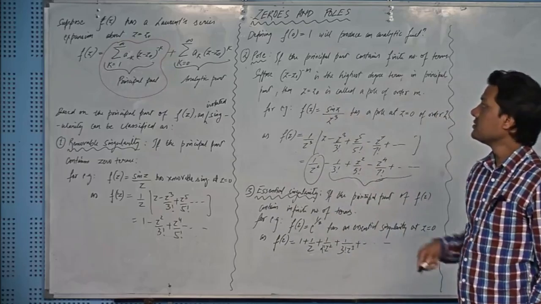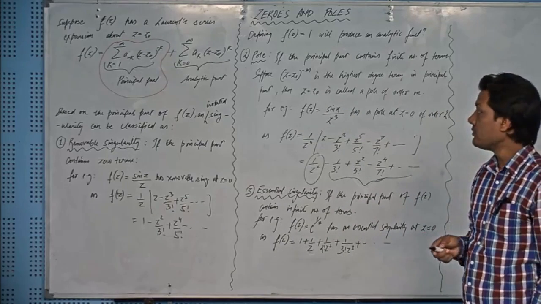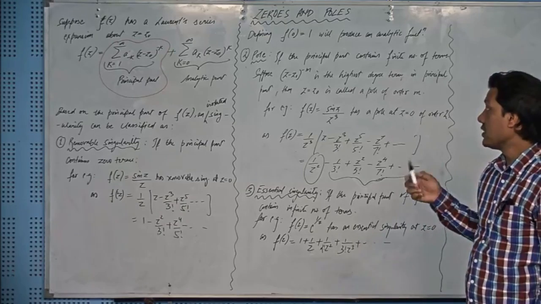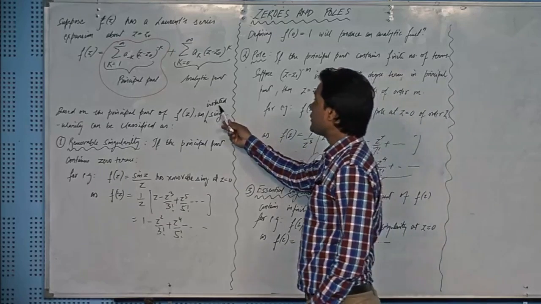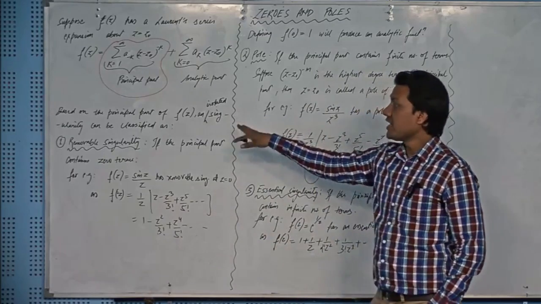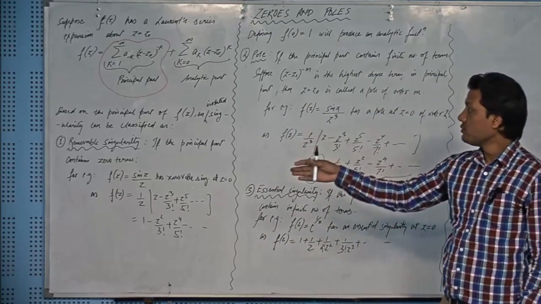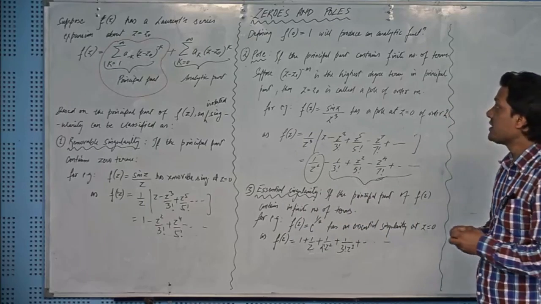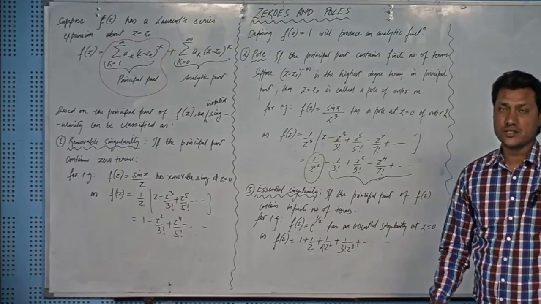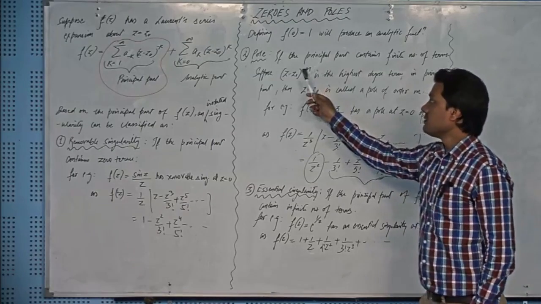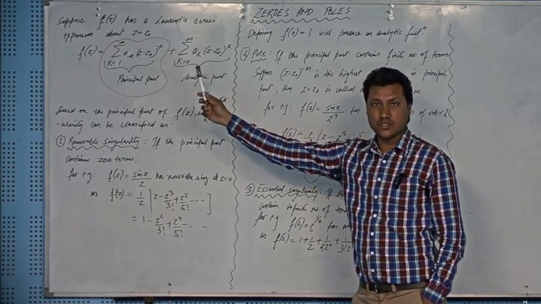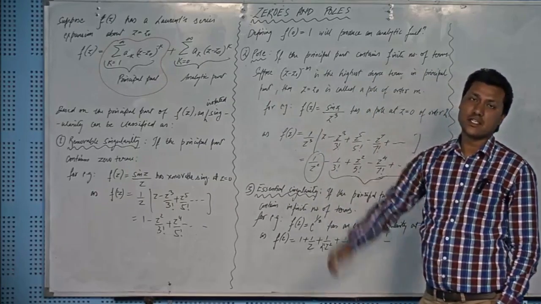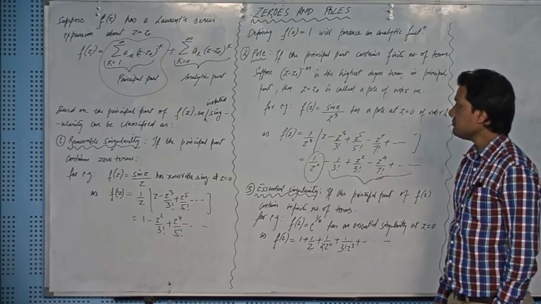So based on the principal part, especially of the Laurent series, the singularity, and one more thing, the singularity should be isolated. An isolated singularity can be classified as a removable singularity if there are no negative powers of z, or you can say that the principal part is completely 0, right? And a pole if the principal part contains a finite number of terms, and an essential singularity if the principal part contains an infinite number of terms, right?